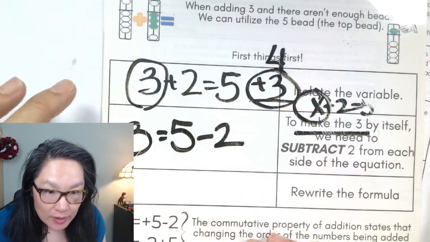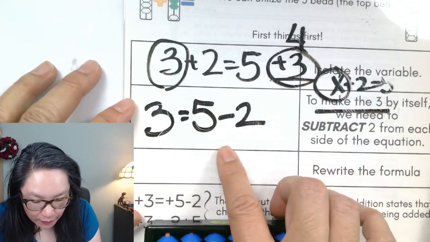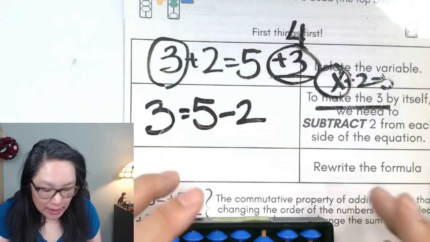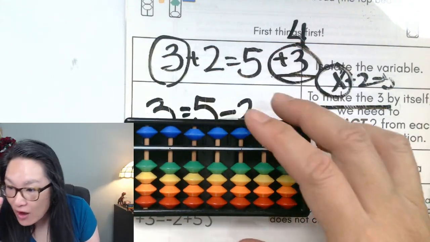These formulas happen when we don't have enough beads. When we don't have enough beads, then we start using the formula. We start utilizing our numbers. We start utilizing the 5 because there's no freeloading numbers. I don't want freeloading numbers.